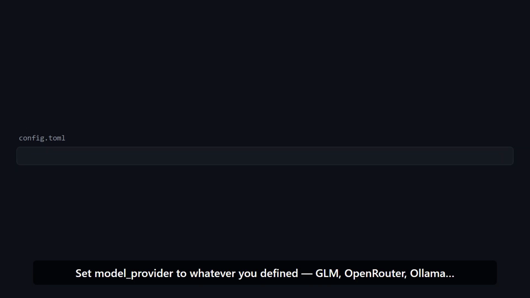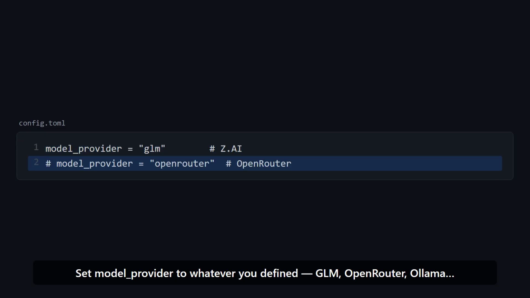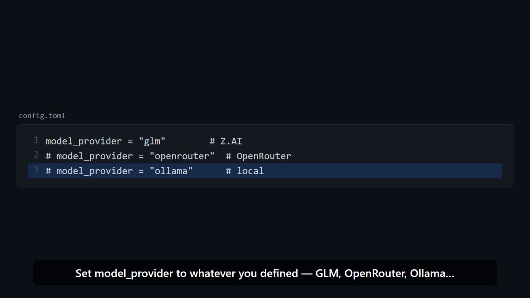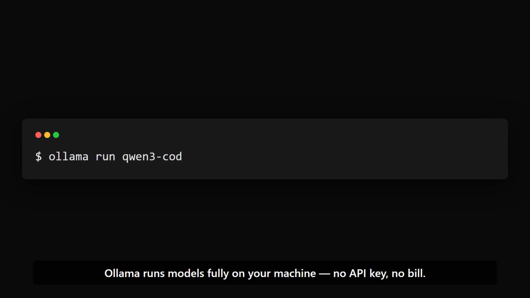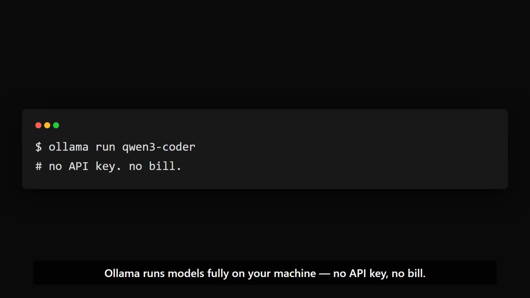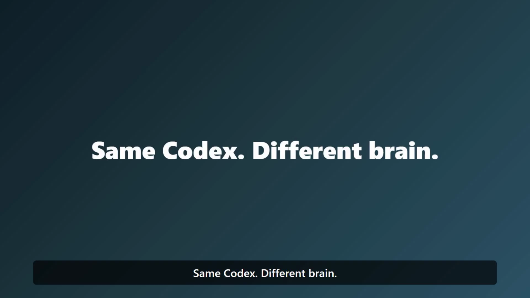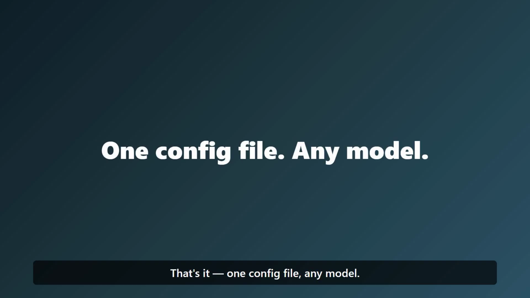Set model_provider to whatever you defined: GLM, OpenRouter, Ollama. OpenRouter gives you Claude, Gemini, Llama through one endpoint. Ollama runs models fully on your machine, no API key, no bill, same Codex. Different brain, that's it, one config file, any model.